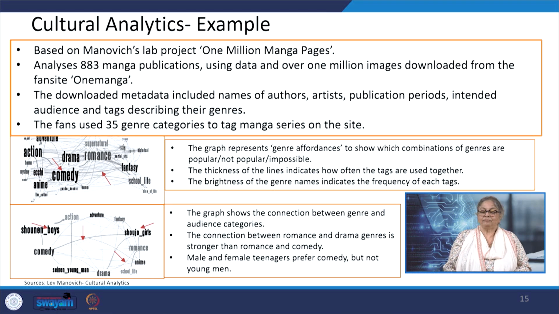The first graph represents genre affordances to show which combination of genres are popular, not popular, or impossible. The thickness of the lines indicates how often the tags are used together. The brightness of the genre names indicates the frequency of each tag. The second graph shows the connection between genre and audience category. The connection between romance and drama is stronger than romance and comedy.